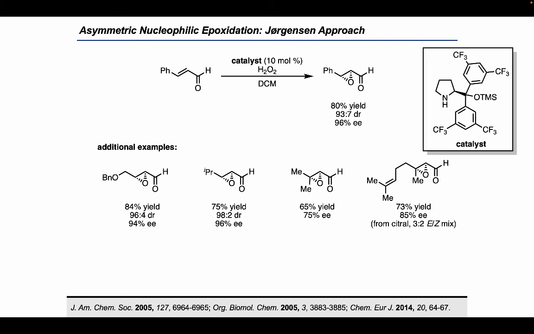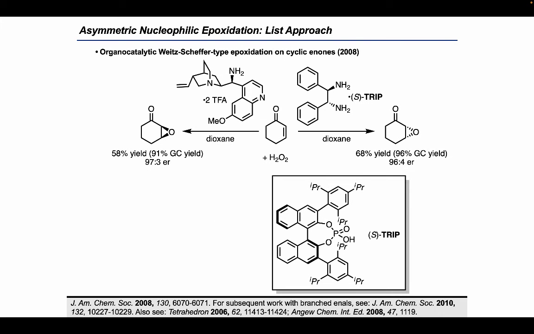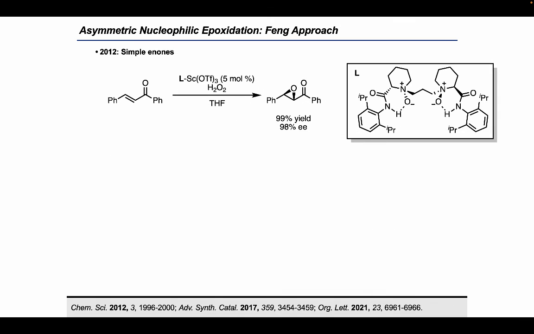We should also briefly look at the work of the List group, where organocatalytic conditions were developed for the enantioselective epoxidation of cyclic enones with hydrogen peroxide. By using the cinchona alkaloid-derived primary amine system on the left, it was possible to achieve epoxidation selectively from the top face of the cyclohexenone starting material, whereas with the diphenylethylenediamine TRIP system on the right, it was possible to achieve epoxidation from the bottom face. The group has also developed a related system for branched enals, which is reported in the 2010 JACS at the bottom. It's also worth mentioning the contributions of the Feng group to nucleophilic epoxidation.